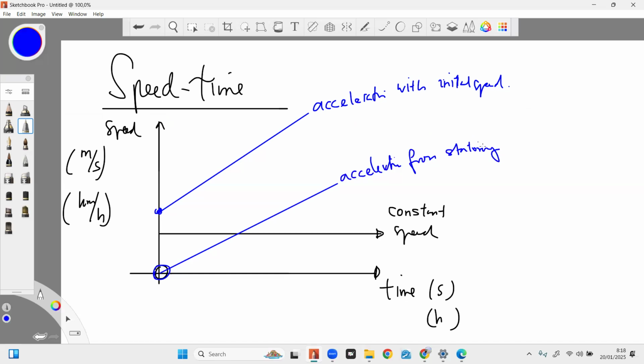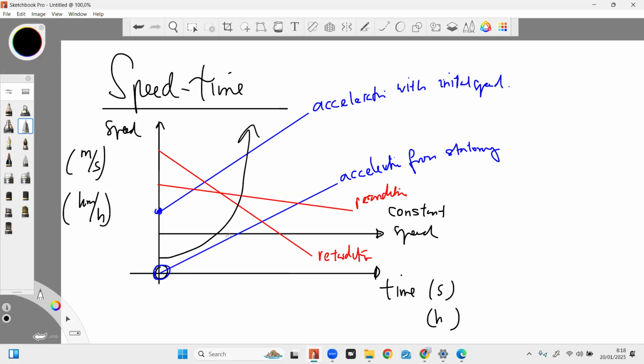So that is from stationary. Now, how about deceleration? Deceleration is the decrease of the speed, right? So you decrease the speed from a certain speed going down. Okay. Or like this. You can do anything you want, like this might be, as long as the speed is decreasing, right? Going down. So this is called retardation. This is retardation. How about if I use this kind of graph? For now, we don't learn about this.